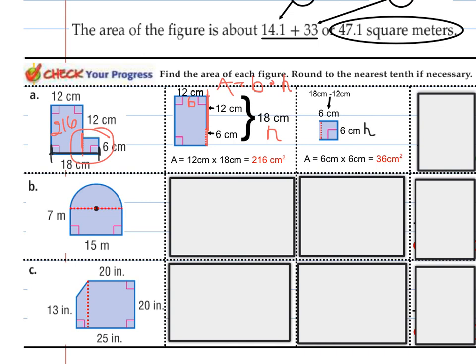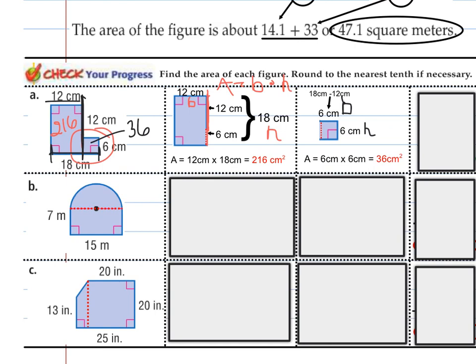But the rectangle that we took off was 12 centimeters. So to find my base, I'm going to have to do 18 minus 12, which is 6. So my base is 6. Plugging that in, I have area equals 6 centimeters times 6 centimeters, and I get 36 centimeters squared. So this square was 36.